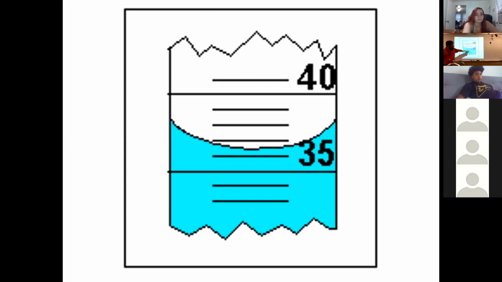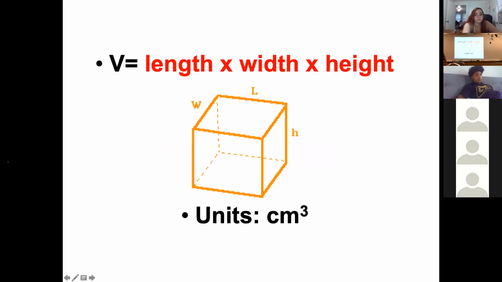So 35, this would be 35. So this next line would be 36. So right in between, 36 and a half. So that's volume of a liquid. We'll often use that graduated cylinder to figure out how much liquid.